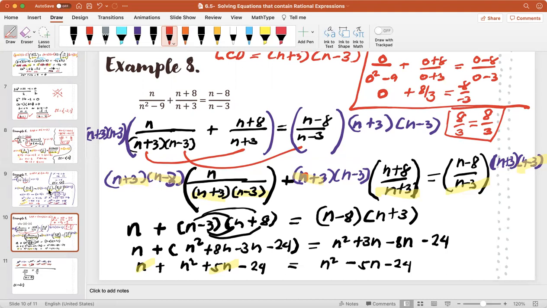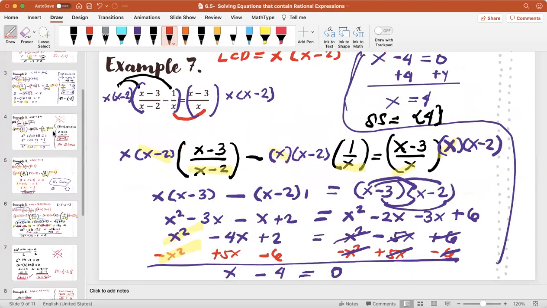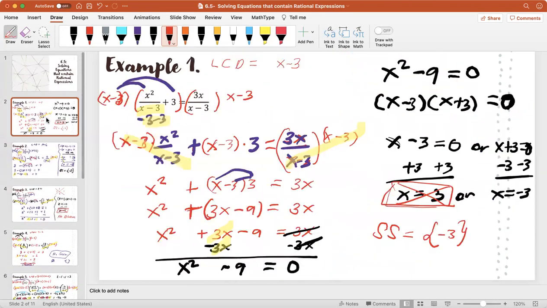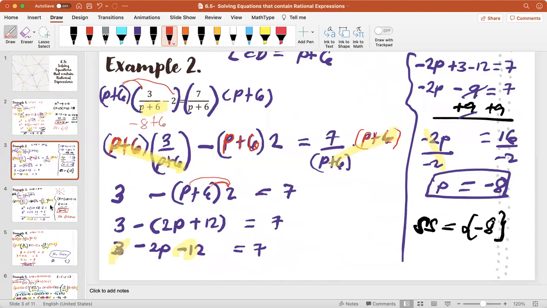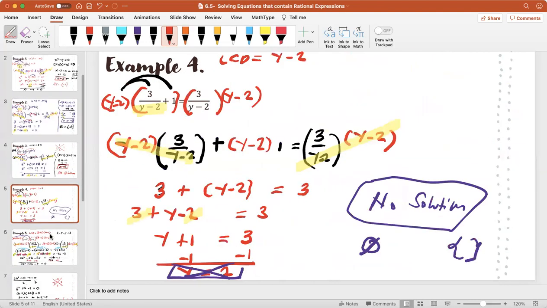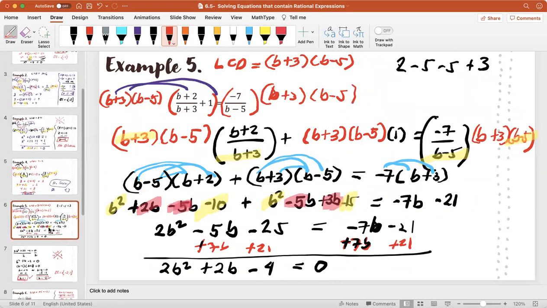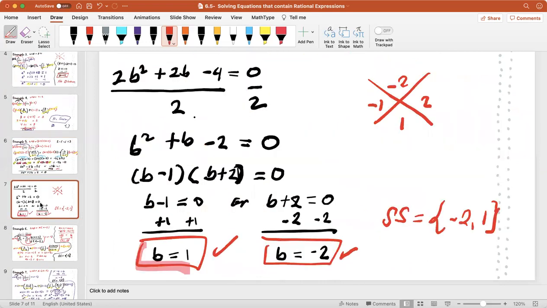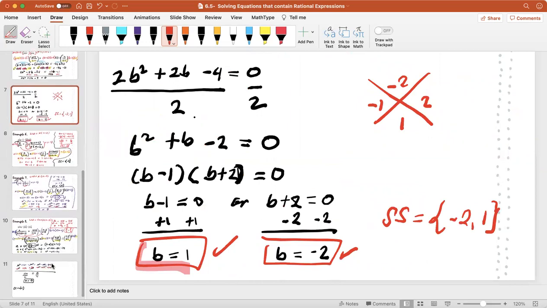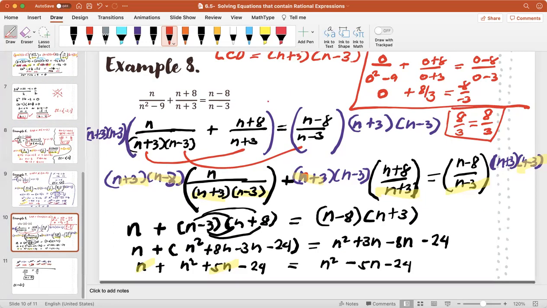Now I leave that checking to you. You want to check your example one? You can check negative 3. Will you be able to get the same value on both sides? Here also, if you want to check, I just wanted to check the last one. You can always check your answer by plugging in or by substitution. It's like what we did here in example 8.